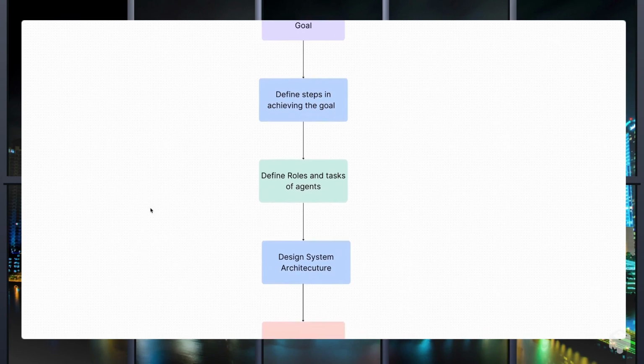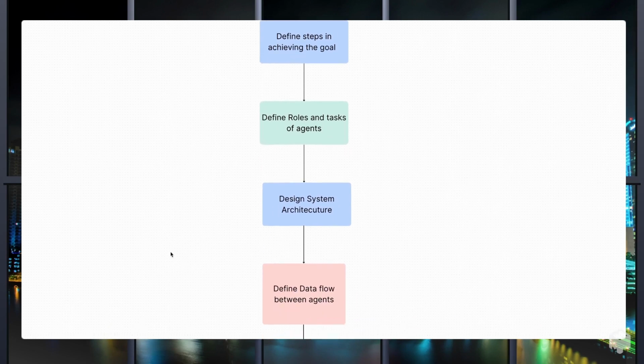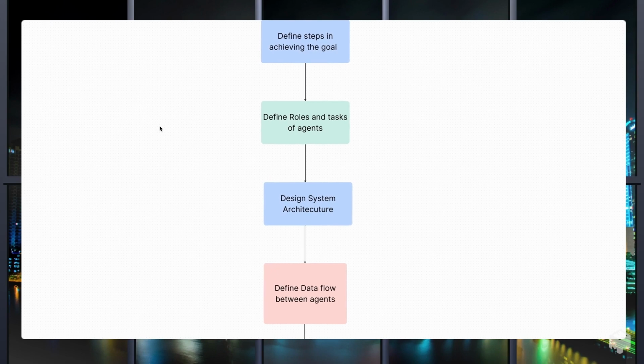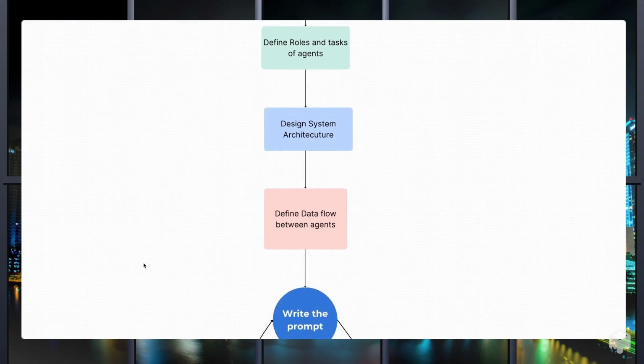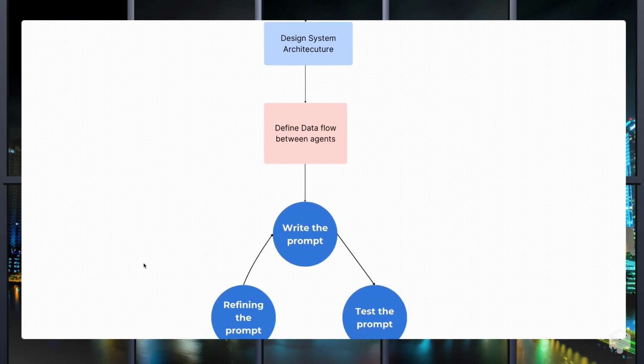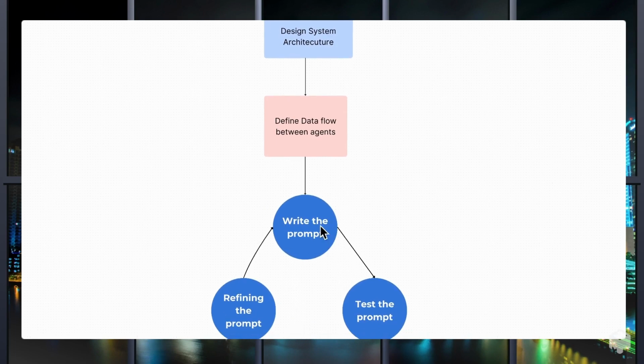After I do that, I design the system architecture. Then I would move on to define the data flow between the agents. For example, if I've defined 2 agents to be in my agentic system, I define how data flows, or how agent 1 communicates with agent 2. And this depends on the agentic framework that you're using. Finally, this is where I start the iteration of writing the prompt, testing the prompt, and then refining the prompt.